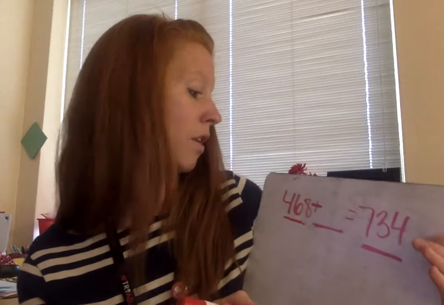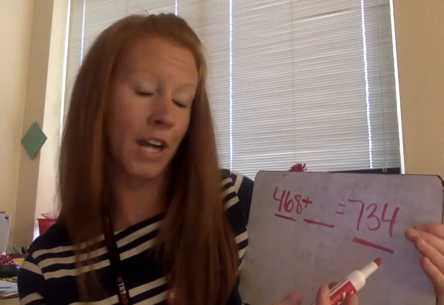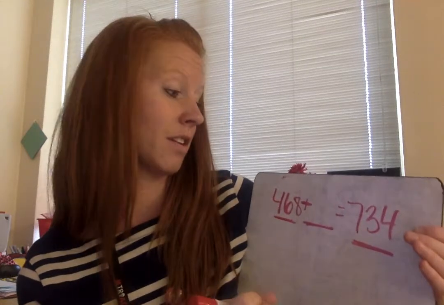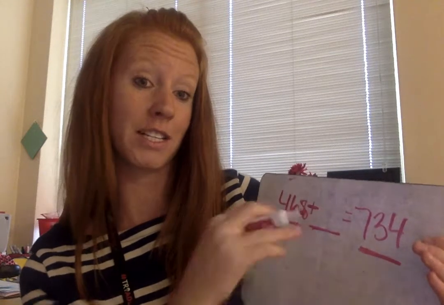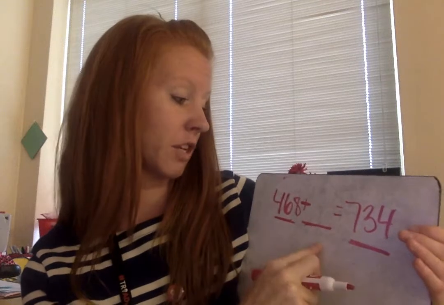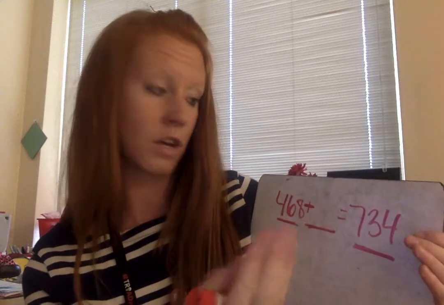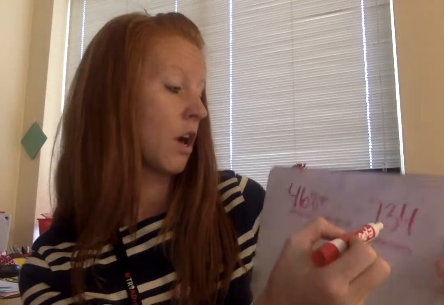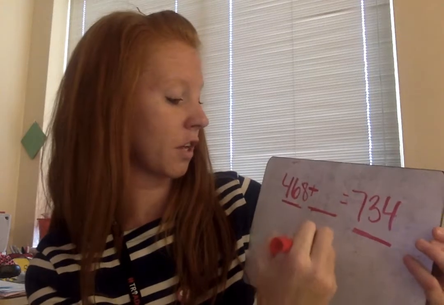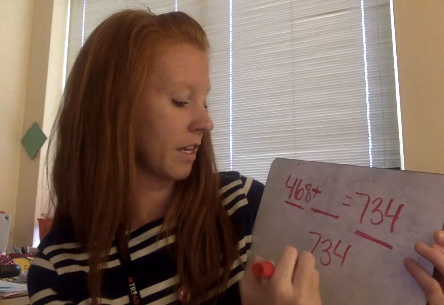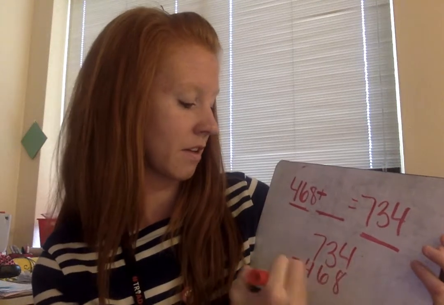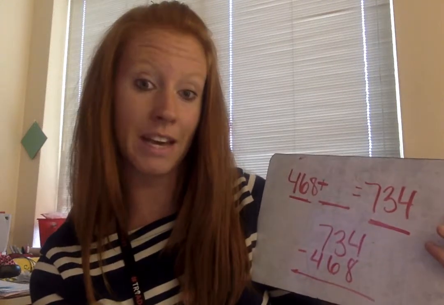Now we learned that the opposite of subtraction, or the inverse operation of subtraction, is addition. So here we have addition. Our opposite, or our inverse operation, is going to be subtraction. So let's use subtraction so we can subtract 734 minus 468 to see how many he has driven.